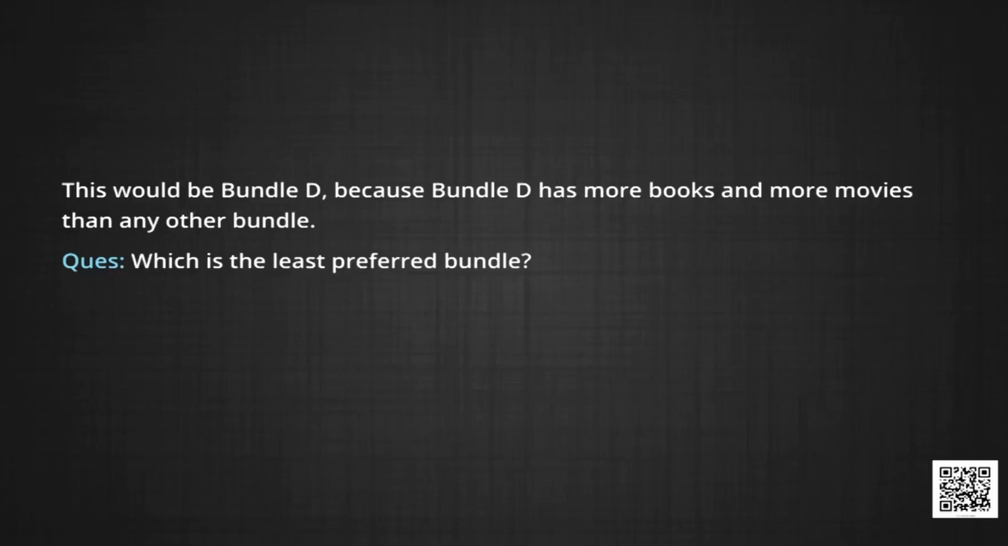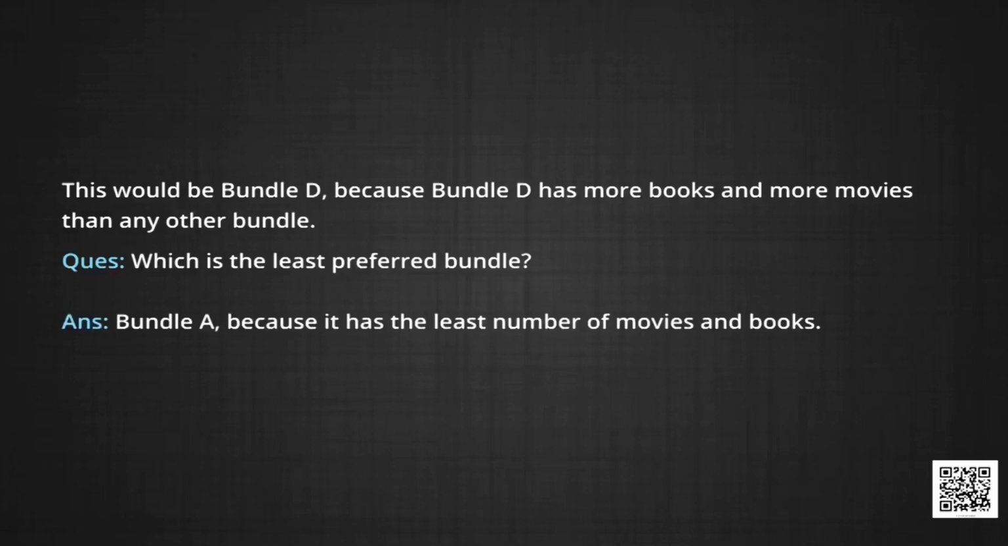Which is the least preferred bundle? Clearly, this is Bundle A, because it has the least number of movies and the least number of books in all the 4 bundles listed. Now, how would I compare Bundle B and Bundle C? I have more movies in Bundle C, but fewer books. These bundles are actually more difficult to rank outright. If I like books a lot, more than movies anyway, then I will prefer bundle B to bundle C. If I prefer movies more, then I may prefer bundle C to bundle B.